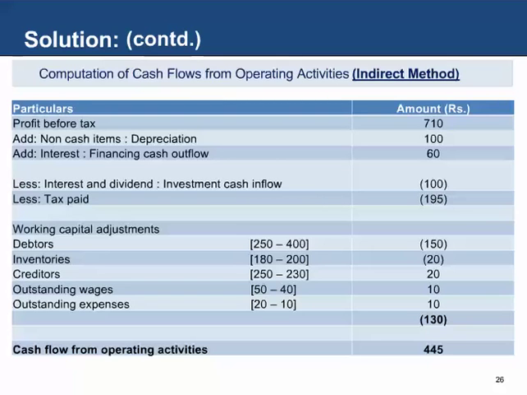Inventories, same case, increase by 20. Creditors, they have reduced from 250 to 230, thus a 20 cash inflow. Similarly for outstanding wages and outstanding expenses, which both come at 10 each. So the working capital adjustment totals to 130. After doing all these calculations and summing them up, we'll arrive at cash flow from operating activities, which is 445, and the answer is the same as cash flows from operating activities under the direct method.